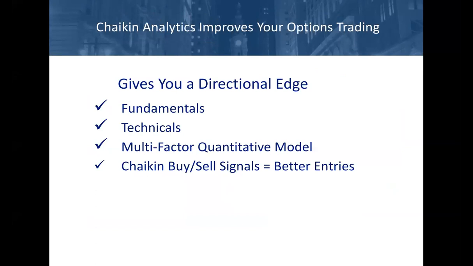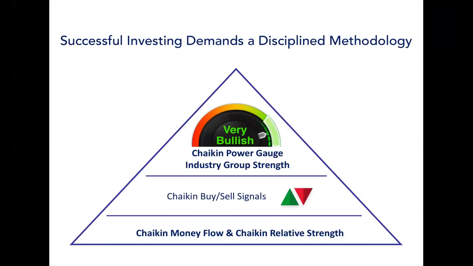So we give you that directional edge by combining fundamentals with technicals into a multi-factor quantitative model, making it easy to interpret and understand, and then we give you 6 pairs of buy and sell signals for better entries and exits. Now, we've developed a methodology at Chaikin that's encapsulated in this pyramid.